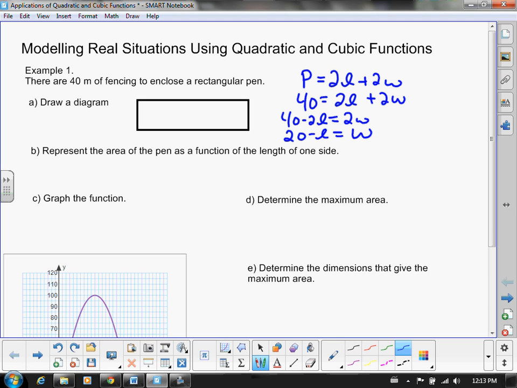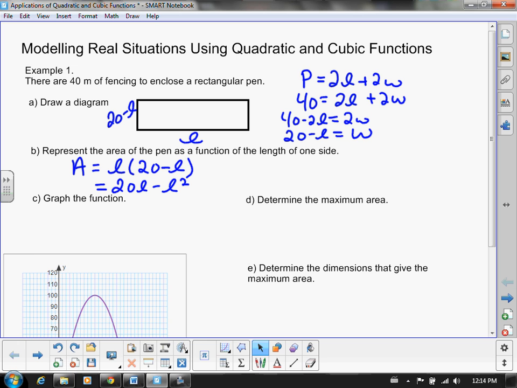So now when I label my dimensions on my graph, I know that my width will be W and my length will be 20 minus L, which I need to actually adjust because now I still have two different variables. So instead of doing it this way, I'm going to have L and 20 minus L. The area can be represented as L times 20 minus L. And if I were to expand that, that's going to be 20L minus L squared. You're being asked to graph the function.